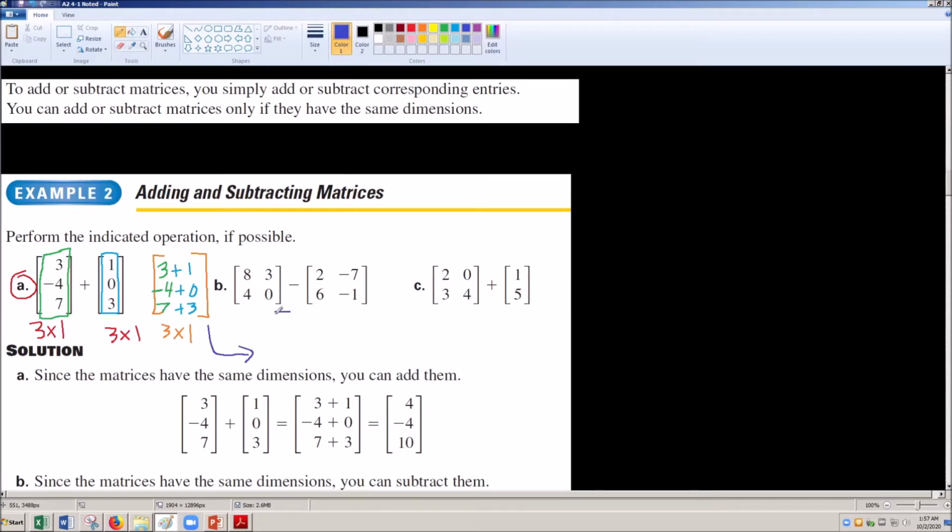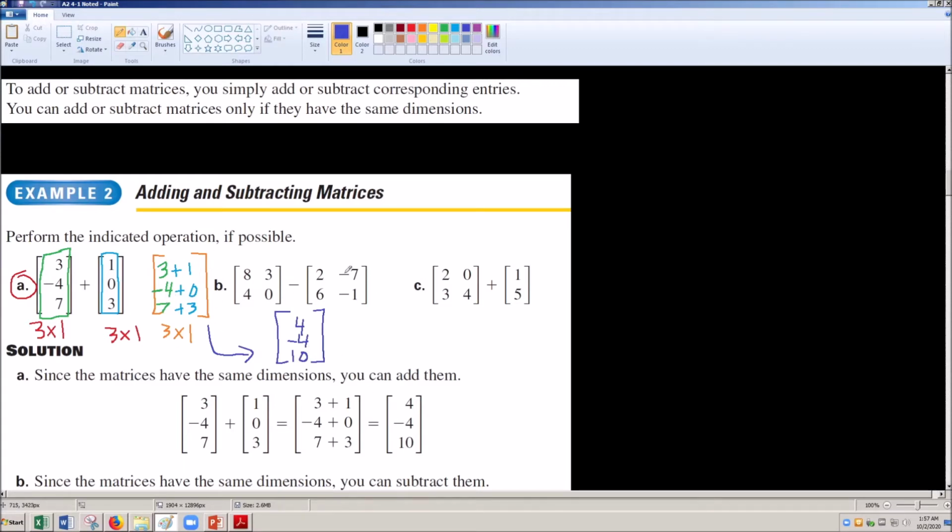So now as my final step, I'll write my answer over here, and I'm just going to simplify. Last time I checked, 3 plus 1 was 4, -4 plus 0 is still just -4, and 7 plus 3 is 10. I'm good to go. And we see the step-by-step down here as well, just a little bit easier with the colors.